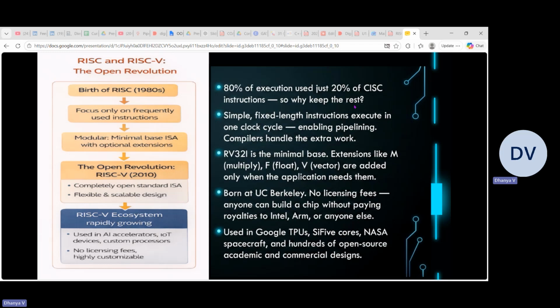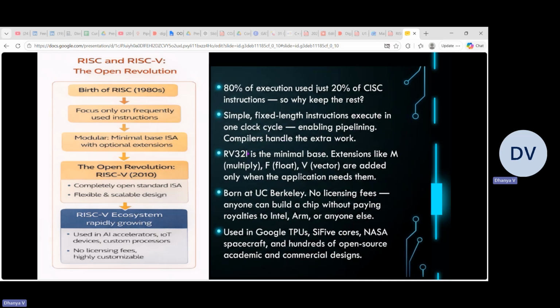It did prove true, and it is still proving true all these years. Because of this, we had enough memory to actually store more instructions. That's why we ended up with the RISC architecture. Now we have good enough memory to store more instructions, and we use simple fixed-length instructions executed in one clock cycle, which enables pipelining. Compilers handle the extra work.